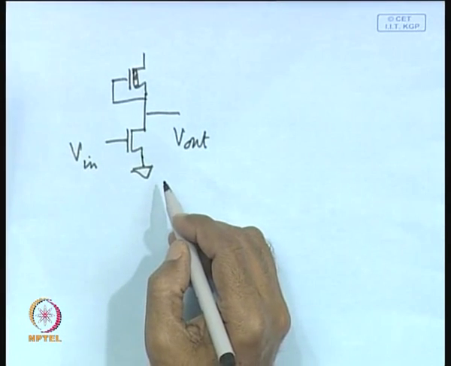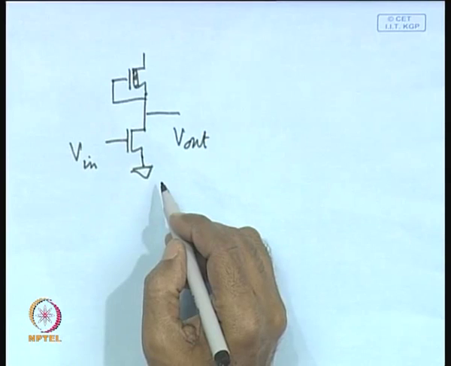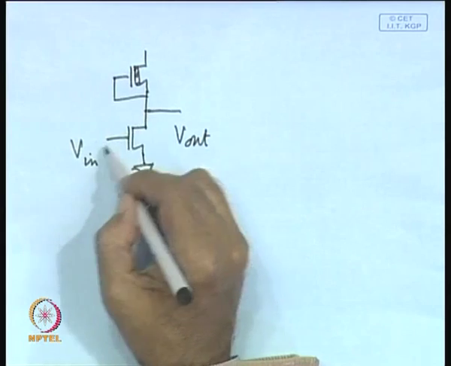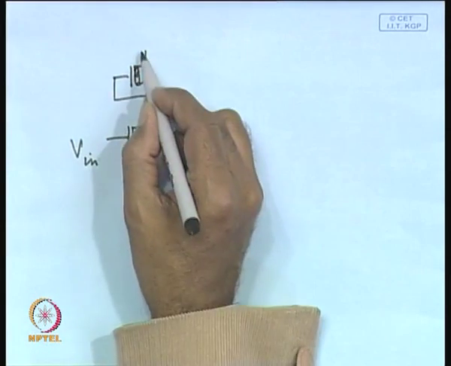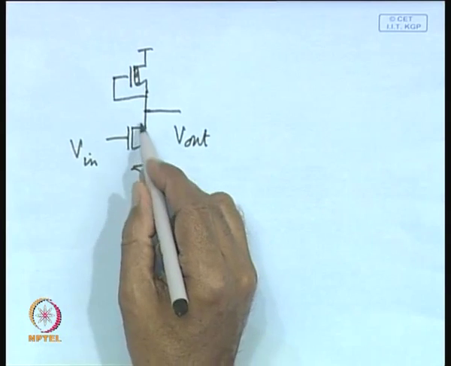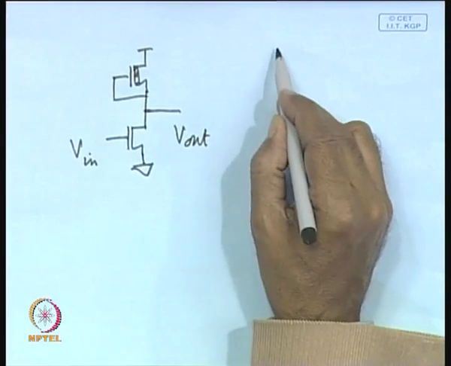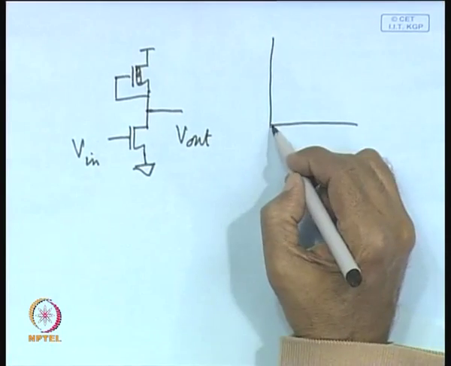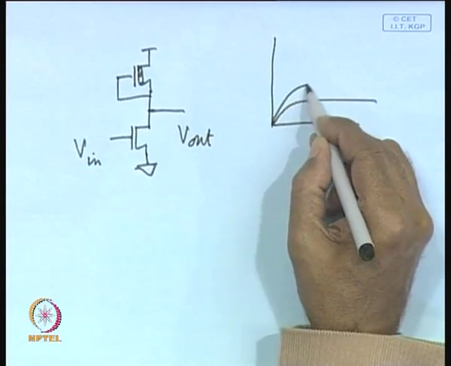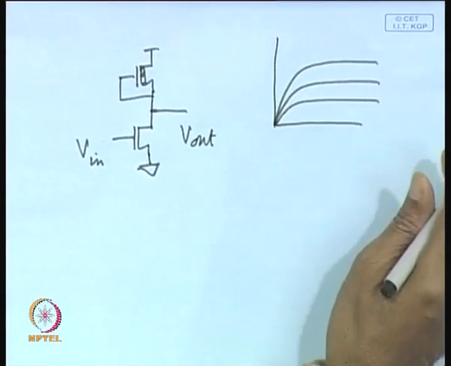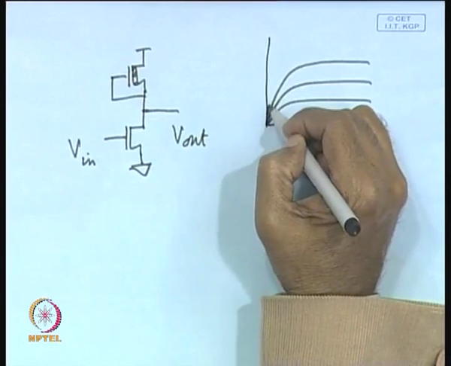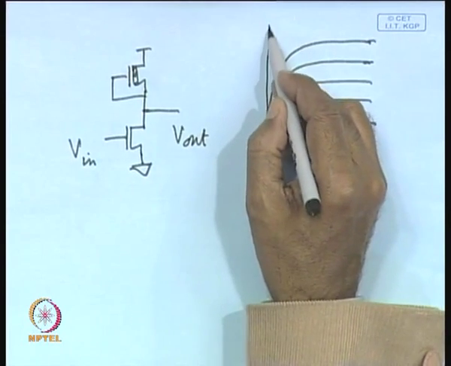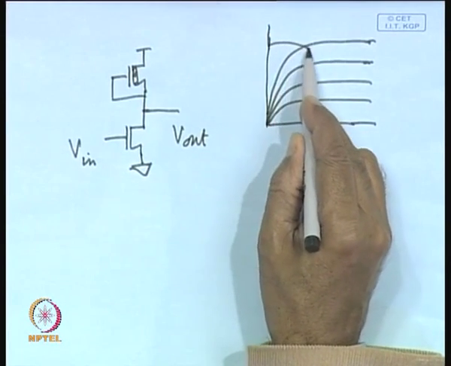Now, what will be the output? You see, this is not a pass transistor network. In this particular case this is an NMOS depletion type, and this is an NMOS enhancement type. So, if you draw the characteristic curve of this transistor, it will be like this. And so far as this transistor is concerned, you have to draw it the other way, that means it will be somewhat like this.